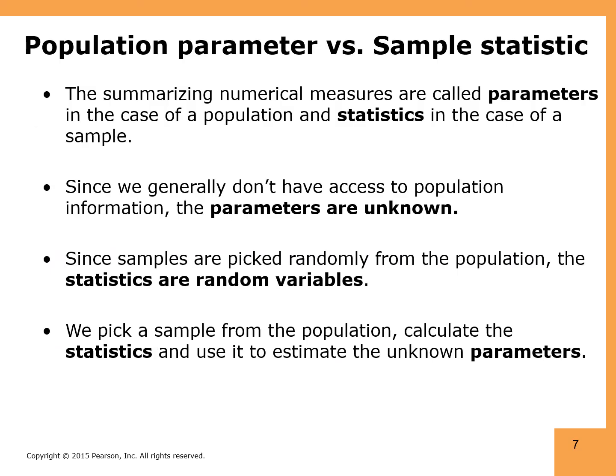Let's talk about the definition of population parameter versus sample statistics. The summarizing numerical measures are called parameters in the case of population and statistics in the case of a sample. Usually we don't have any information on population, so the parameters are unknown.